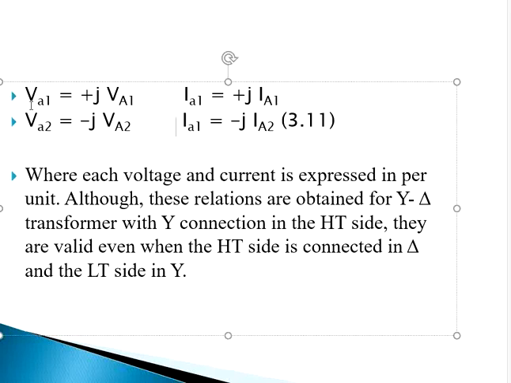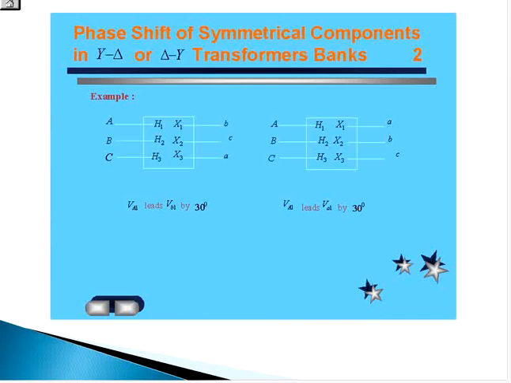So how can you designate this? Let us say H1, H2, H3 are my primary, that means the HT side, and X1, X2, X3 are the terminals of the LT side. A, B, C are the phases on the primary and B, C, A are the phases on the secondary.